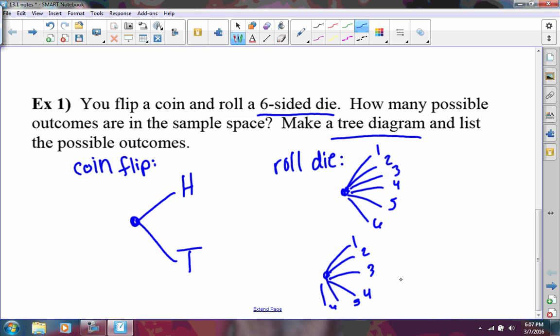So altogether then, if you do the heads and then roll your die, or if you do tails and then roll your die, you would have 12 possibilities. So if you flip the heads and then you get these 6 outcomes, and then you do the tails and you roll these 6 outcomes, we're basically taking that 2 times the 6 to get 12. You have 2 possibilities for the coin, and then you have 6 possibilities for the die, and you multiply them together and you get 12, because there's 12 possible options altogether.